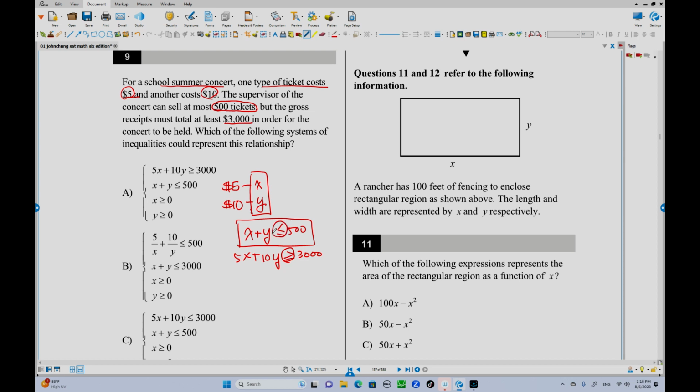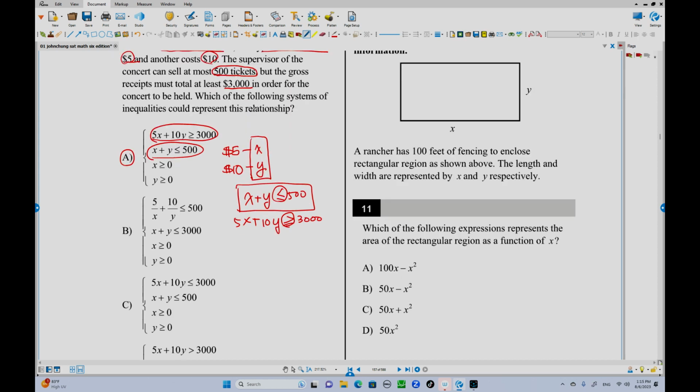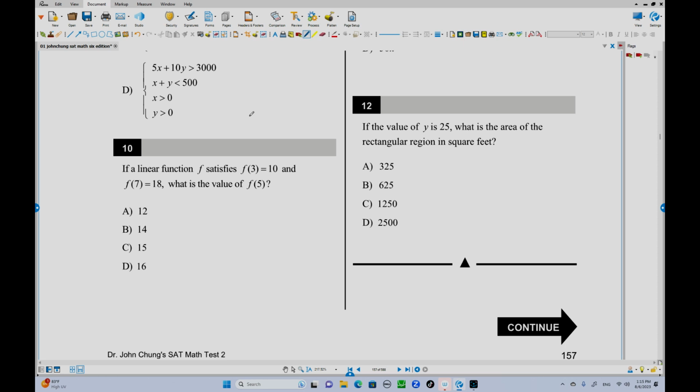So where is the correct answer over here? This is okay, but this is okay too, right? Yes, that's possible. Both numbers of tickets must be greater than or equal to 0. It cannot be a negative number. Choice A is this.